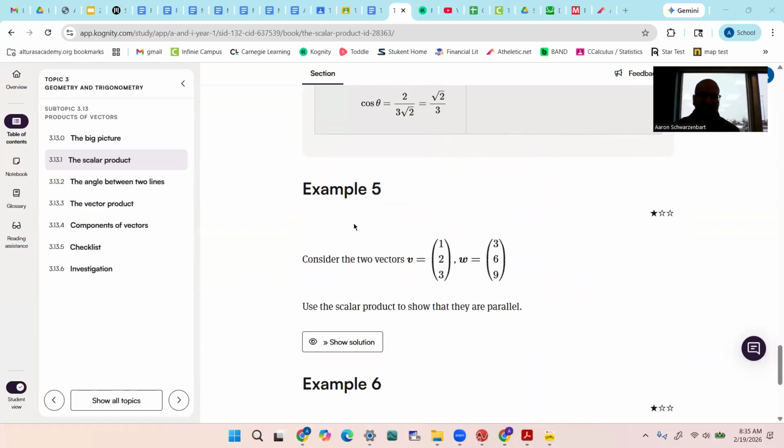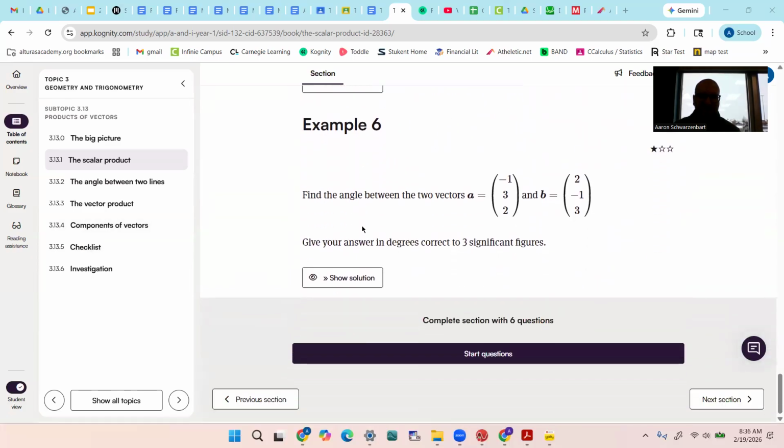So now we're going to find the angle between these and it wants it in degrees to 3 sig figs. So it's specific. So A dot B equals -2 minus 3 plus 6. Oh, that's 1.